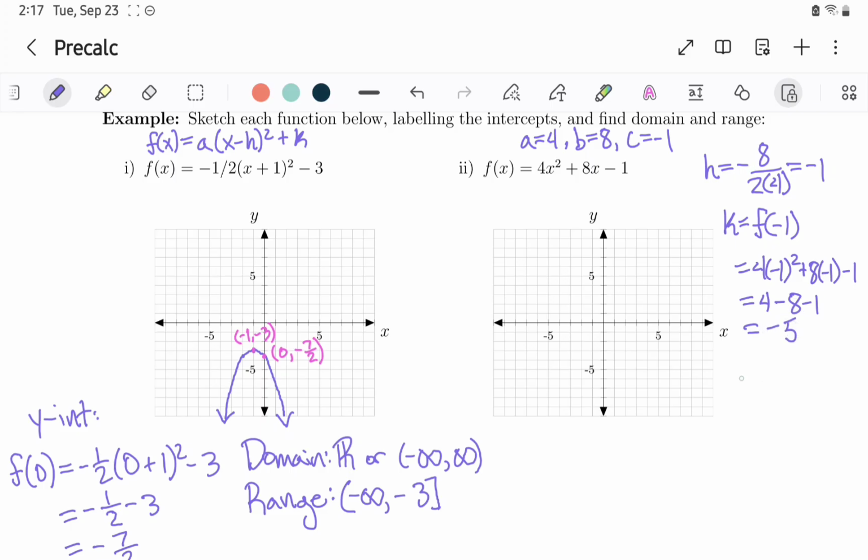So our vertex is going to be the point -1, -5. Just going to be right here.